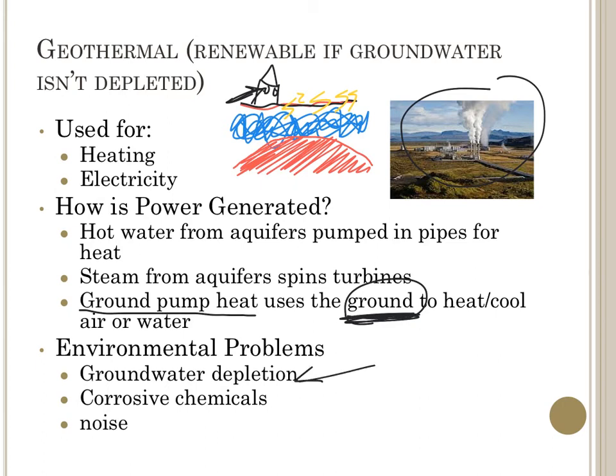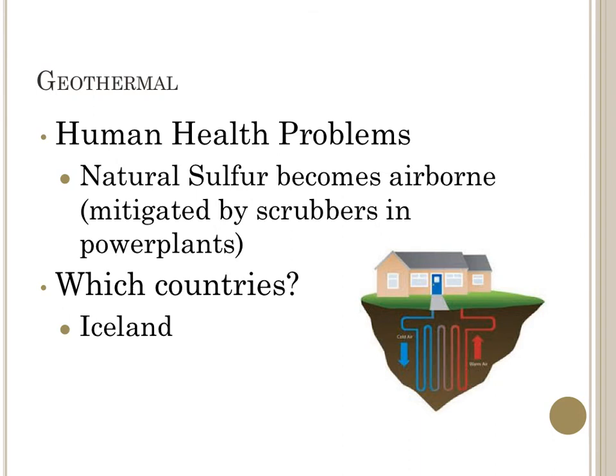We can deplete our groundwater. Naturally in this water, there are chemicals, so the water has some sulfur and other corrosive chemicals. It's also noisy, so these plants are noisy. There are human health problems: natural sulfur at these hot springs can become airborne, and we can mitigate this. Remember, the word mitigate means to fix. We can put special scrubbers on power plants to fix this problem. Iceland leads the world in geothermal.